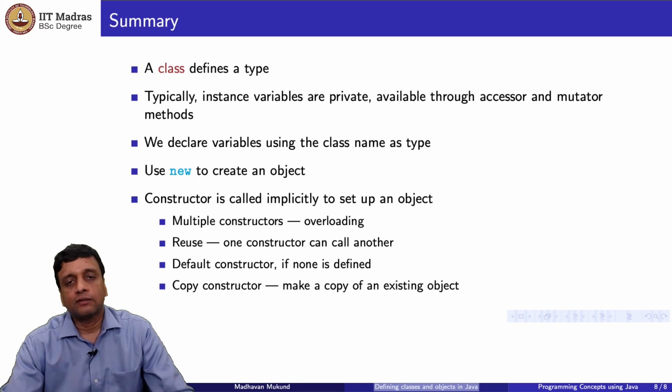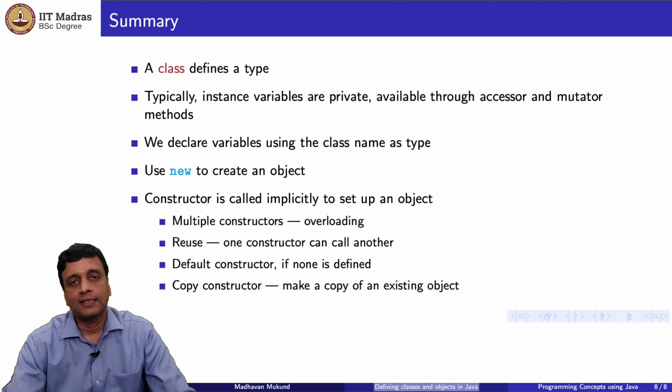To summarize, as we know, a class essentially defines a type. It's an encapsulated type with the variables and the functions that manipulate it. Typically, we expect the instance variables to be private, and then they should be accessed through suitable methods which allow you to read and write them. These are called accessor and mutator methods.